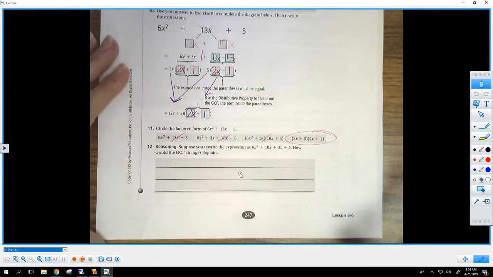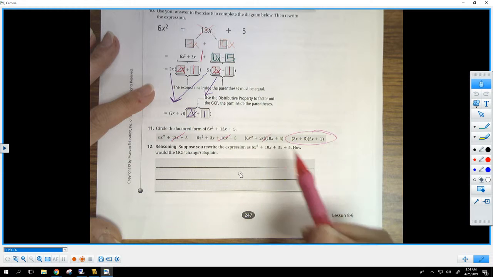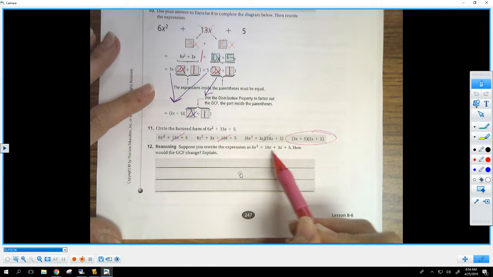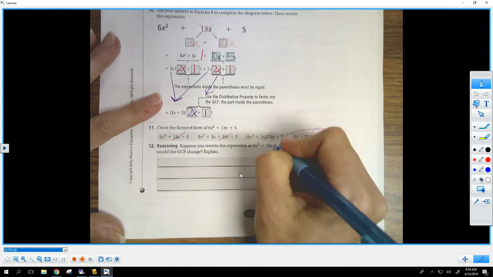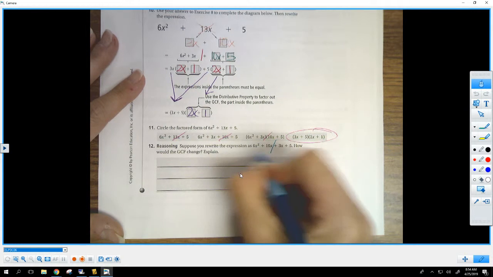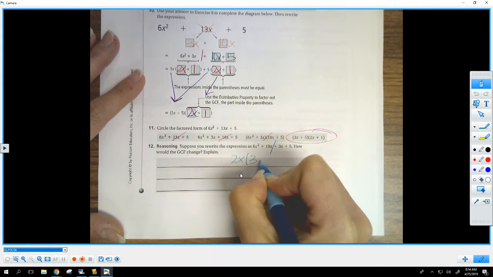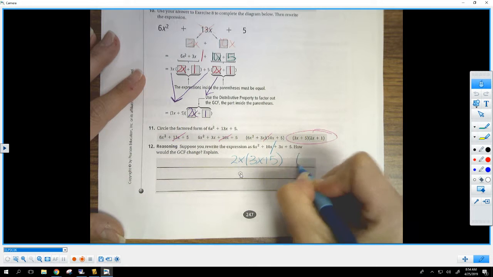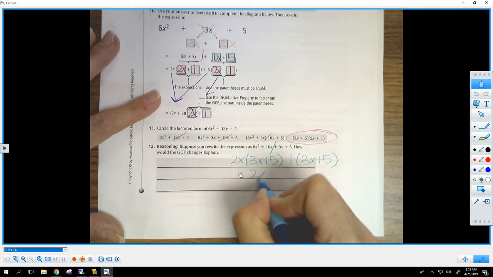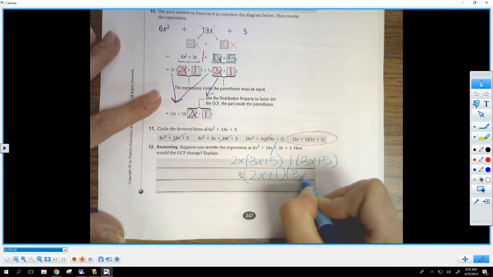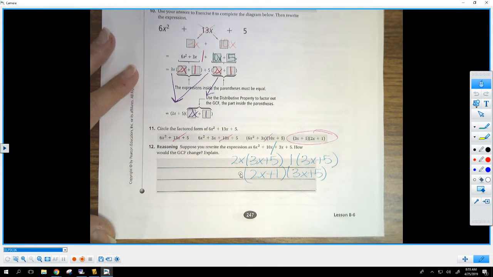So this says, what if I switched it around? Up here, I wrote 6x squared plus 3x plus 10x. What if I wrote it 6x squared plus 10x plus 3x? Would I get the same answer? If I cut this in half, my greatest common factor would now be 2x, and I would get 3x plus 5, and this would be 1. So then I would get 2x plus 1, 3x plus 5. Is this the same answer as this?